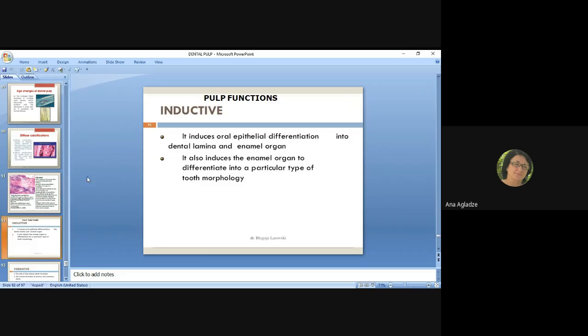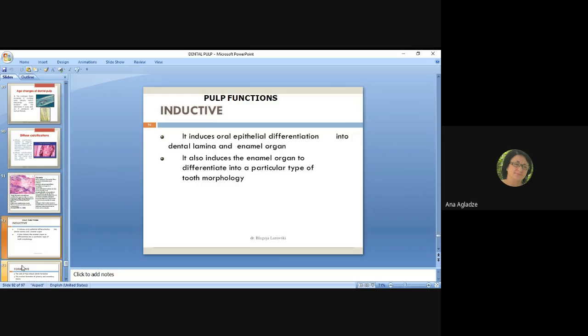Also it has an inductive function. You know that there are undifferentiated stem cells. Their differentiation makes the pulp a reservoir of cellular population and of the repair processes. You know that this is associated with the network of unmyelinated nerve fibers and the subodontoblastic capillary plexus, and they give nutrition for these differentiated cells of all types of cells.